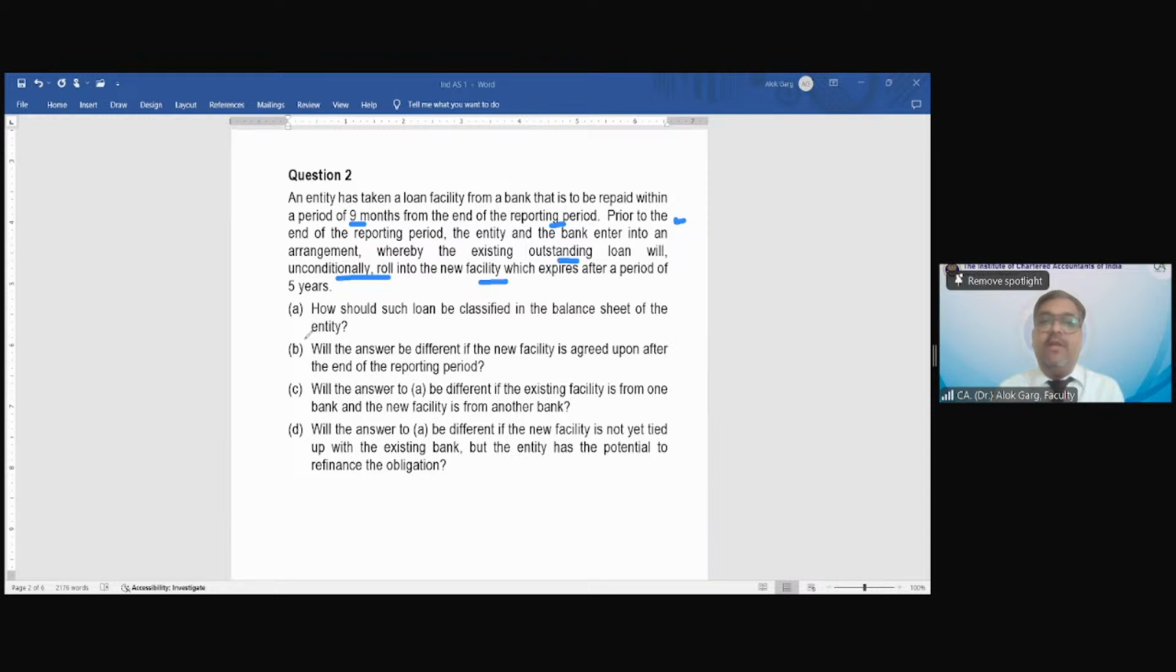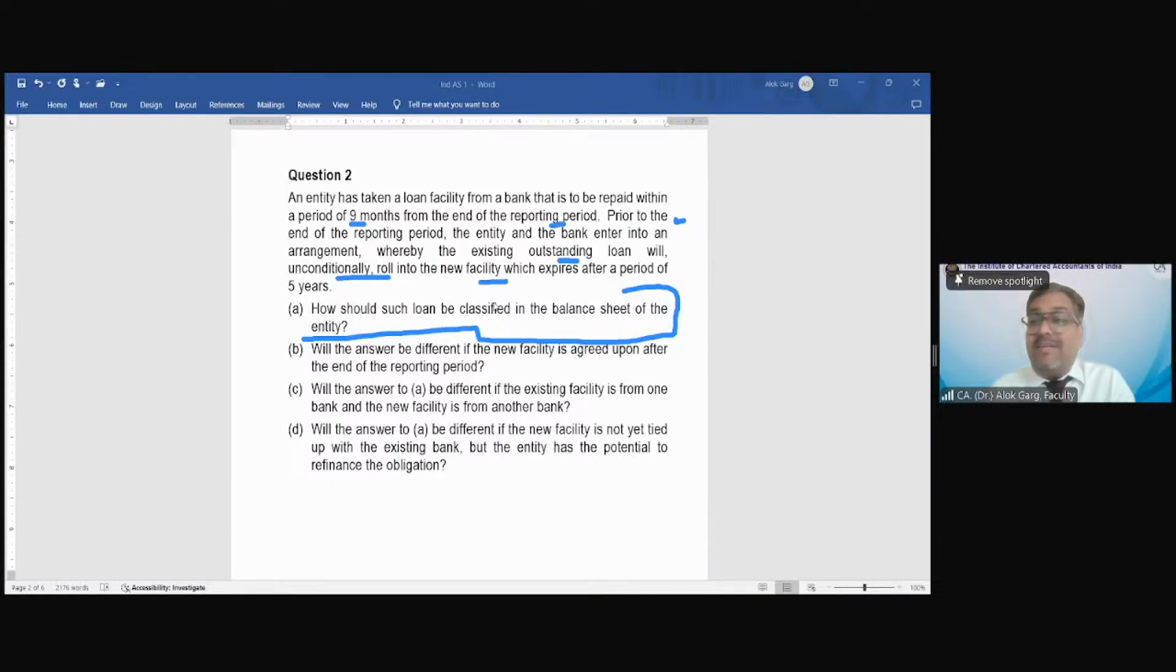The first question, how should such a loan be classified in the balance sheet of the entity? Whether it has to be classified as current or non-current. Very simple. Guys, I can see the response only from 2-3 participants. Sweta has responded. Rahul has responded. Manikandan is also saying non-current. What about others? These are revisionary classes, right? And in the revisionary classes, you're expected to participate. Otherwise, there is no point.